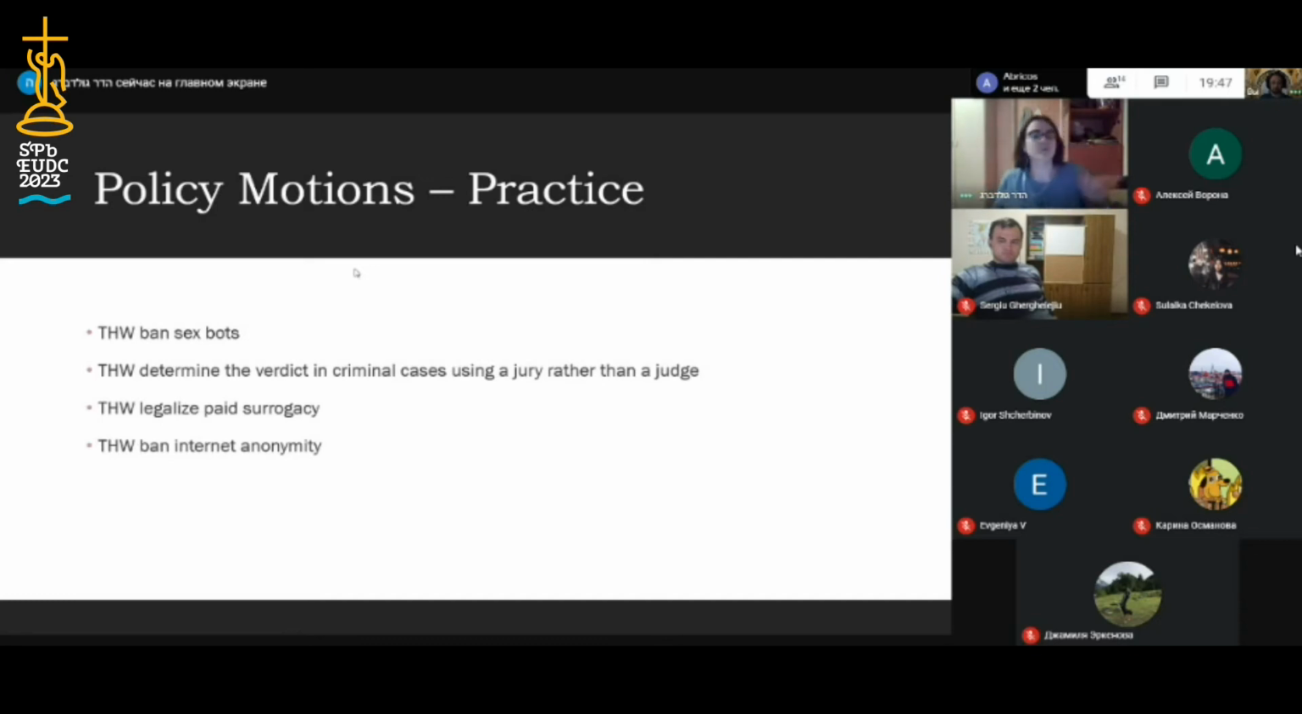Let's do some more practice and then we'll move on to analysis motions. So first, This House would ban sex bots. I want you all to take a minute, think of the problem, solution, justification, utility, and alternatives burdens. Think which ones are likely to be challenged and which ones aren't likely to be challenged. And then tell me what would be the burdens you would focus on as prop in this motion.